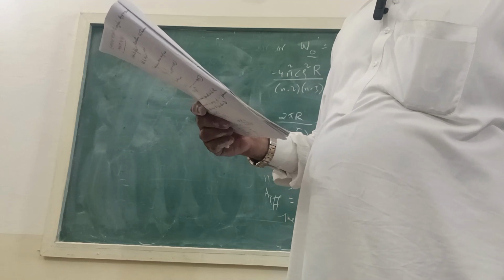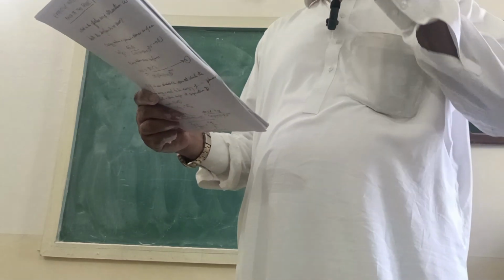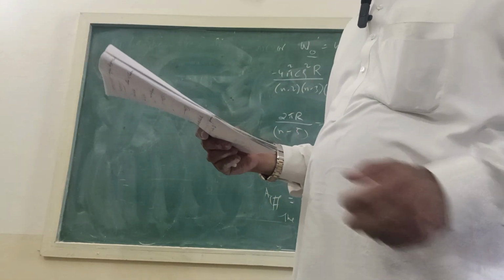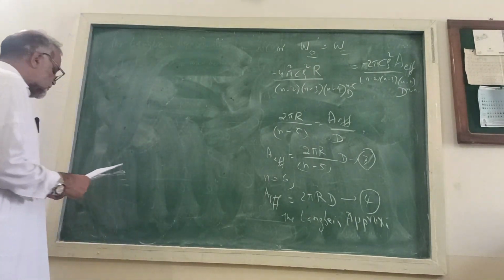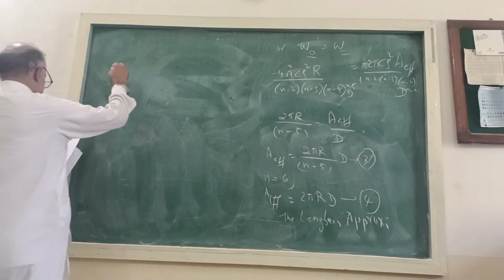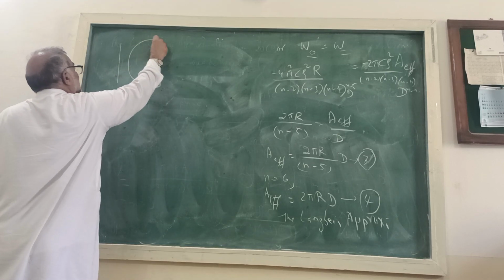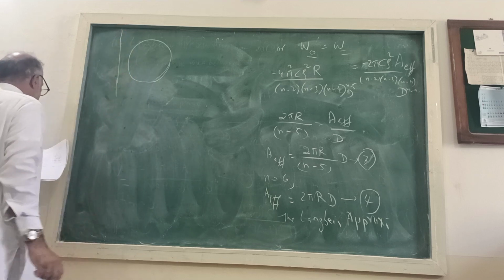The separation gets very, very small. The effective area should be like this. Look, that is a plane, and that is a spherical surface, right?